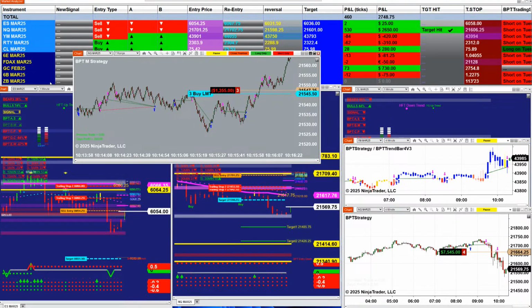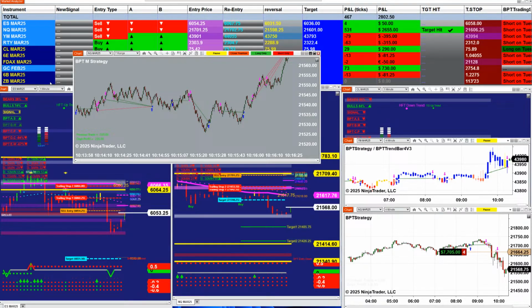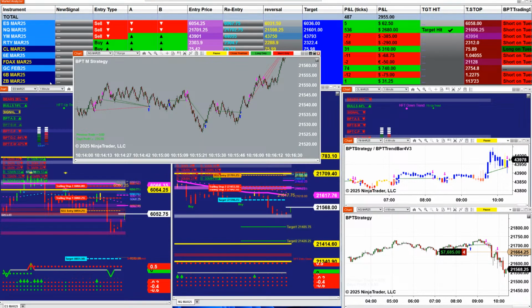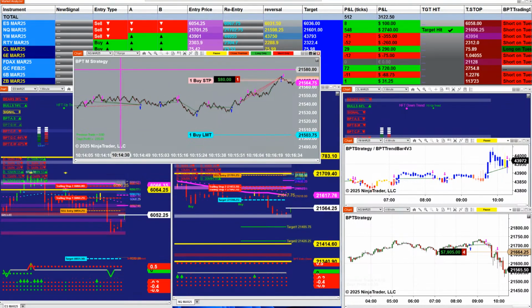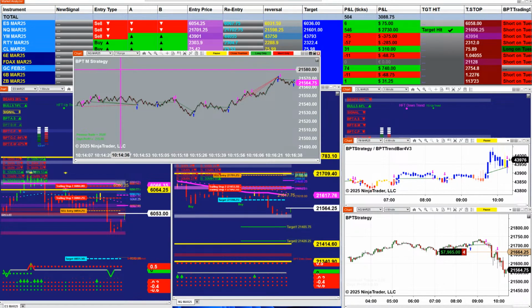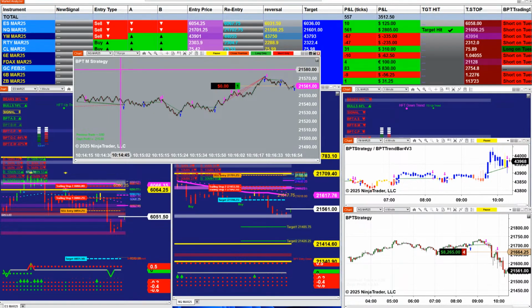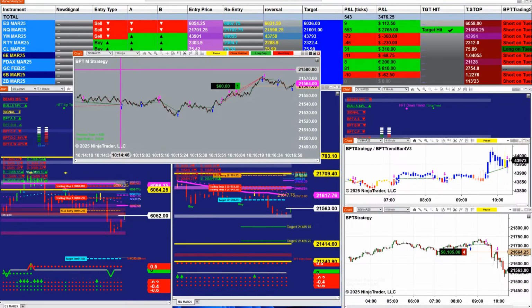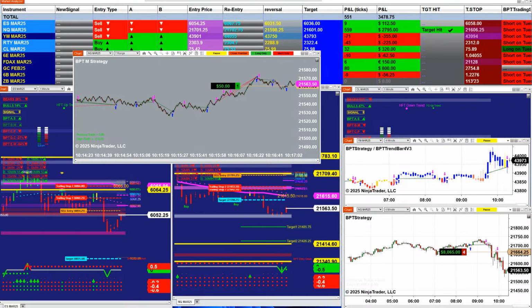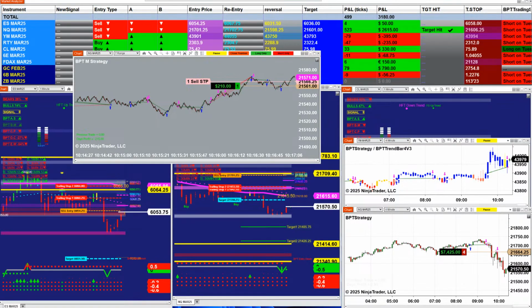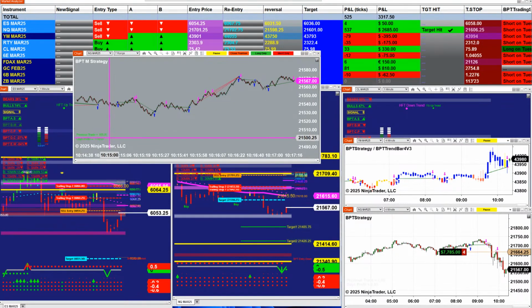Oof. Oh boy. Well, we're down 235. But what is nice about this auto trade is that it can immediately recover. Now we are down 215. Now we are down 110.